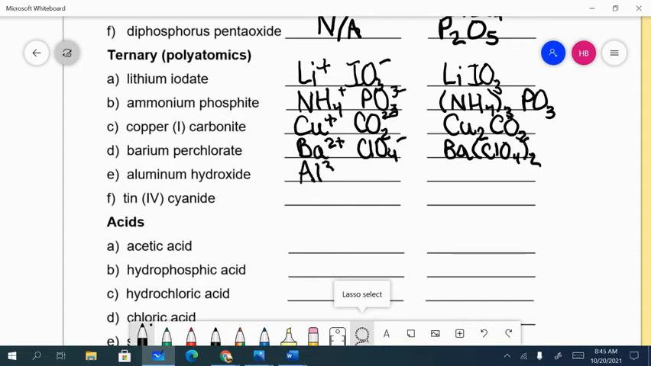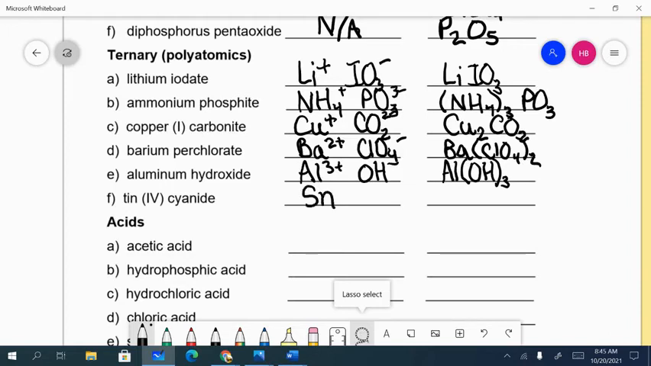Aluminum hydroxide. Be careful on this one because I need to have 3 hydroxides. So what I'm going to see is people writing down AlOH3. That is incorrect. You need to have parentheses around the polyatomic ion. Without the parentheses, it says that we have 1 aluminum, 1 oxygen, and 3 hydrogens. With the parentheses, it says I have 1 aluminum and 3 hydroxides.